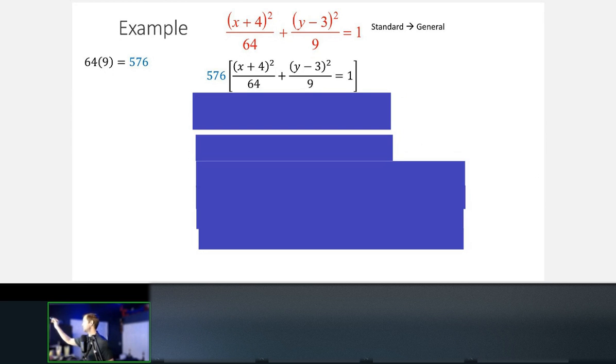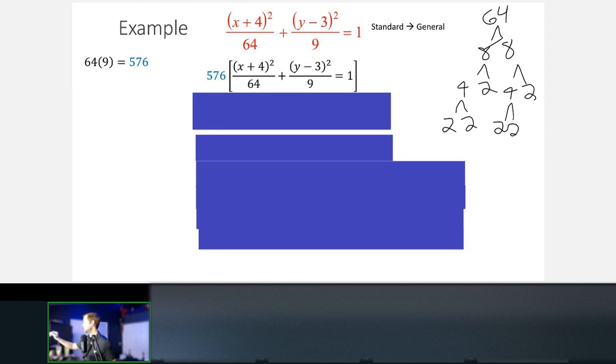What we're going to do is a factor tree for 64 and 9. Let me do that on the screen real quick. A factor tree of 64: we get 8 and 8, and then 4 and 2, and then 8 is 4 and 2 again, and then 2 and 2, and then 2 and 2. Making a factor tree for 9 is super easy. It's just 3 and 3, right? And if you see patterns, you see 64 is the same thing as 2 to the 6th power, so we have 2 times 2 times 2 times 2 times 2 times 2.